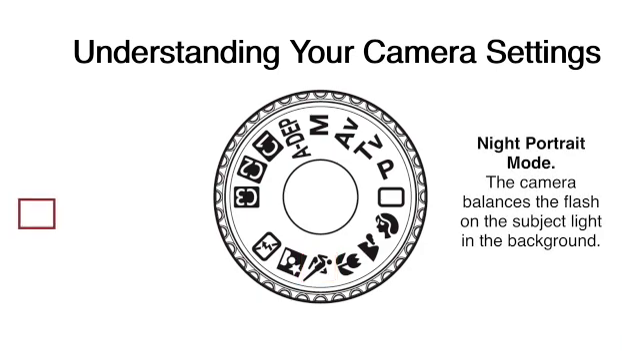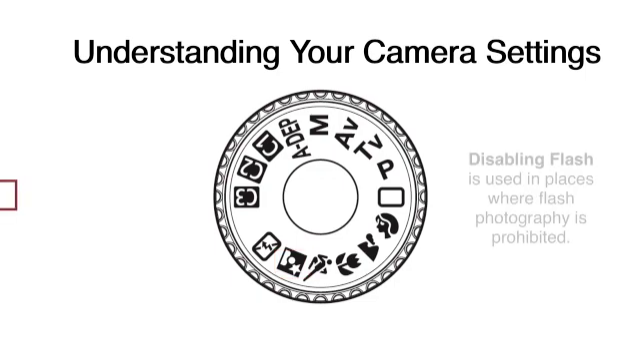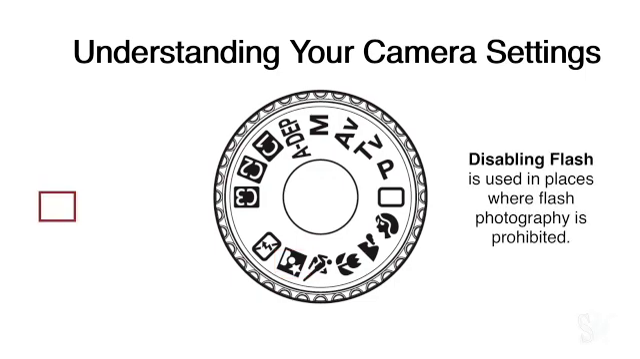Night portrait mode, the camera balances the flash on the subject with the light in the background. Disabling flash is used in places where flash photography is prohibited.